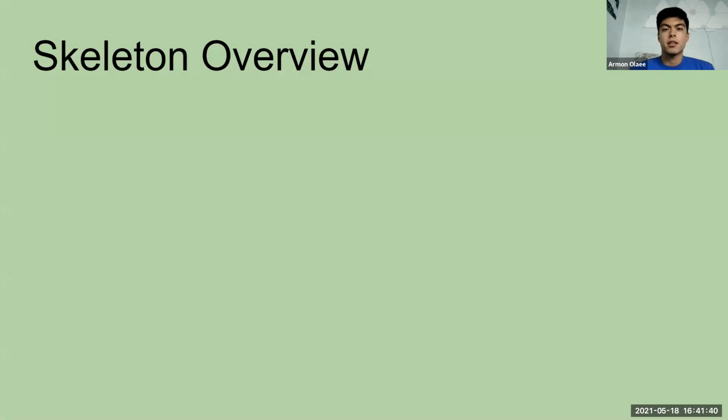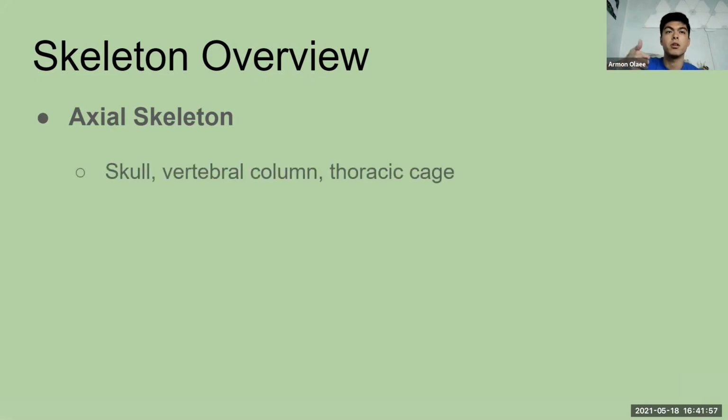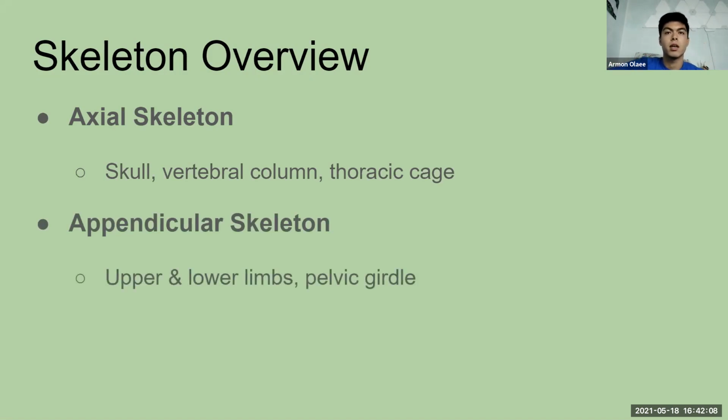All right, so first thing about the skeleton overview is your axial skeleton, which essentially is all of your skeleton that is down towards the midline of your body, so towards the middle. This includes your skull, your vertebral column, and your thoracic cage. The other part of your skeleton would be your appendicular skeleton, which consists of your upper and lower limbs and your pelvic girdle. The appendicular skeleton refers to a lot of your appendages, so everything towards the outside and not towards the midline, because that's where your axis is, or your axial skeleton.